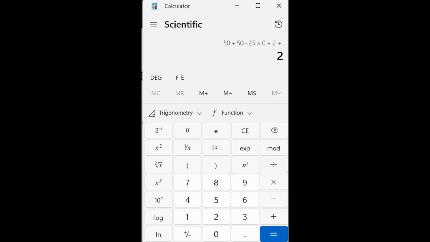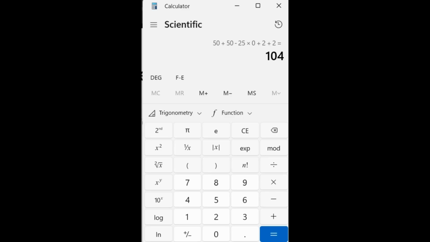Now, before I hit the equal sign, you can already see that it's showing 50 plus 50 minus 25 times 0 plus 2 plus, and then I've got this last 2, and then I'm going to hit the equal sign, and you get 104. And let's compare this with what we had before. You can remember when I had this in standard mode, it just showed 2 plus 2 with an answer of 4. This is showing the entire expression, which is 50 plus 50 minus 25 times 0 plus 2 plus 2.